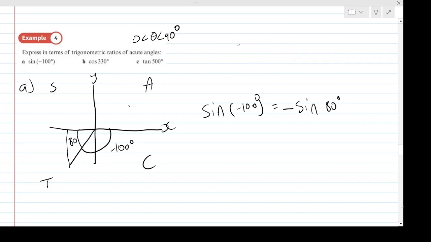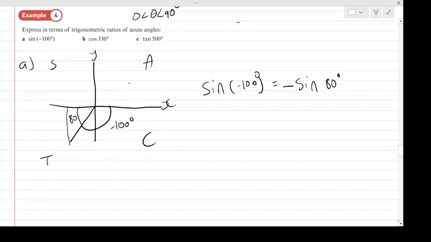So okay, cool. We expressed it in terms of acute angles, okay? So that's what we mean here. Okay, let's have a look at part B then. We have cos of 330.